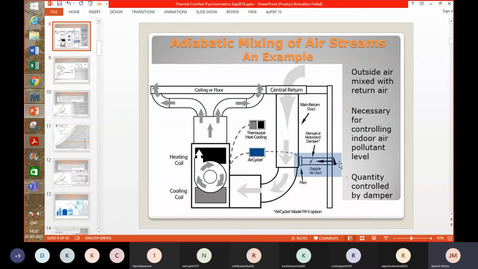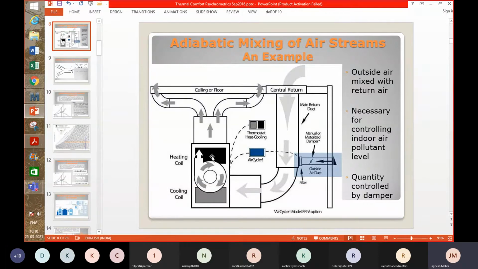Here, as you can see, there is a provision to take the outside air, and there is a damper with which you can control the amount of outside air that you want to take. If you're talking about summer air conditioning, the enthalpy of the outside air would be very high. Here you have already decreased the enthalpy of the return air, and when you mix it with the outside air, you are going to increase the enthalpy, and that will create an additional load on your air handling unit.